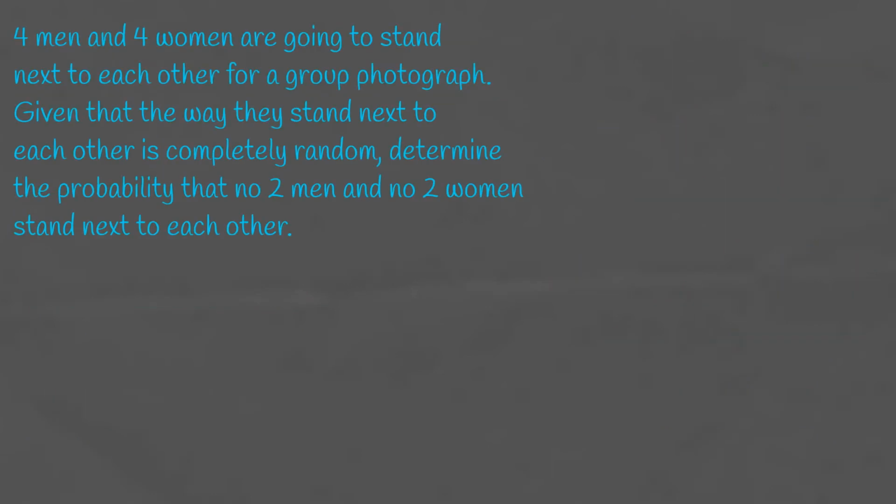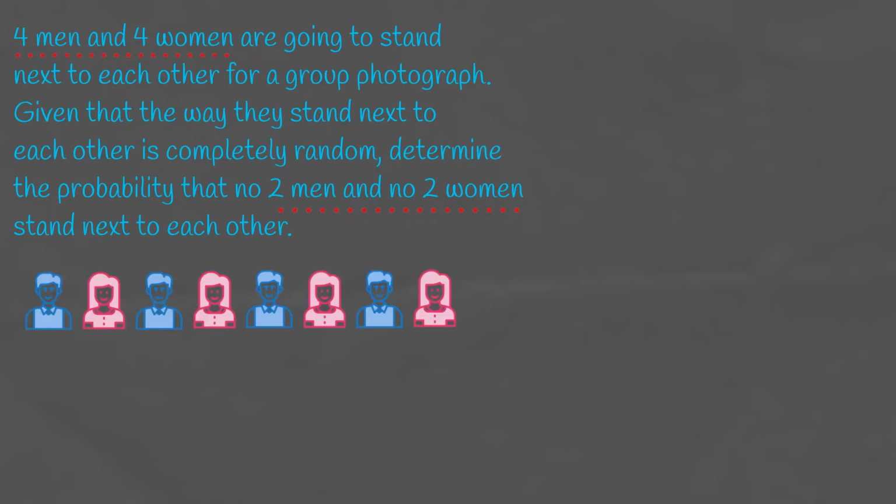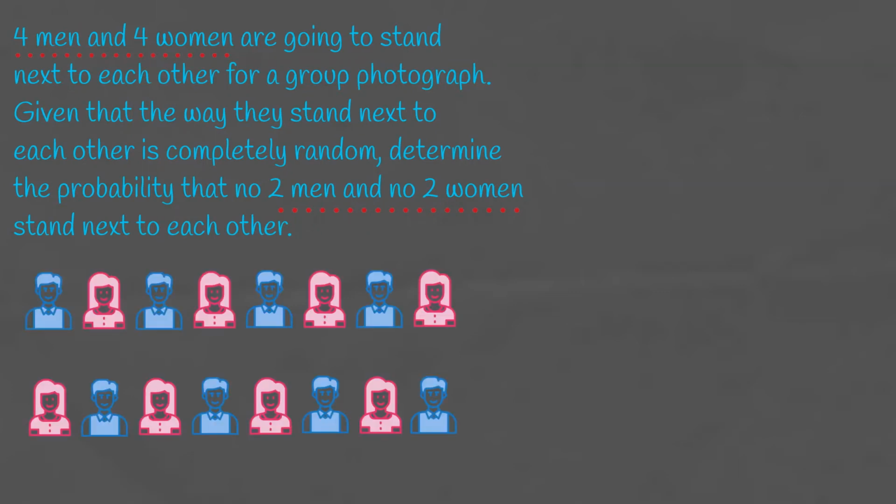And lastly, we have 4 men and 4 women, and they're going to be lined up for a photograph, but no man and no woman must be next to each other. So we could line them up like this or like this. We will have 4 choices of men to choose from for the first man in the row, but only 3 men left to choose from for the second man in the row, and 2 for the third, etc. And for the women, we have the same.